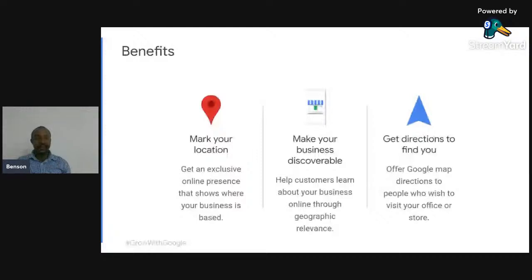And by having your business listed on Google Maps, you can actually offer Google Map directions to people who wish to visit your office or stores and do not know exactly how to reach you. You can give them direction. You can send them what we call the pin locations. You can send them your location through Google My Business, and they'll be able to follow the direction to where you are.